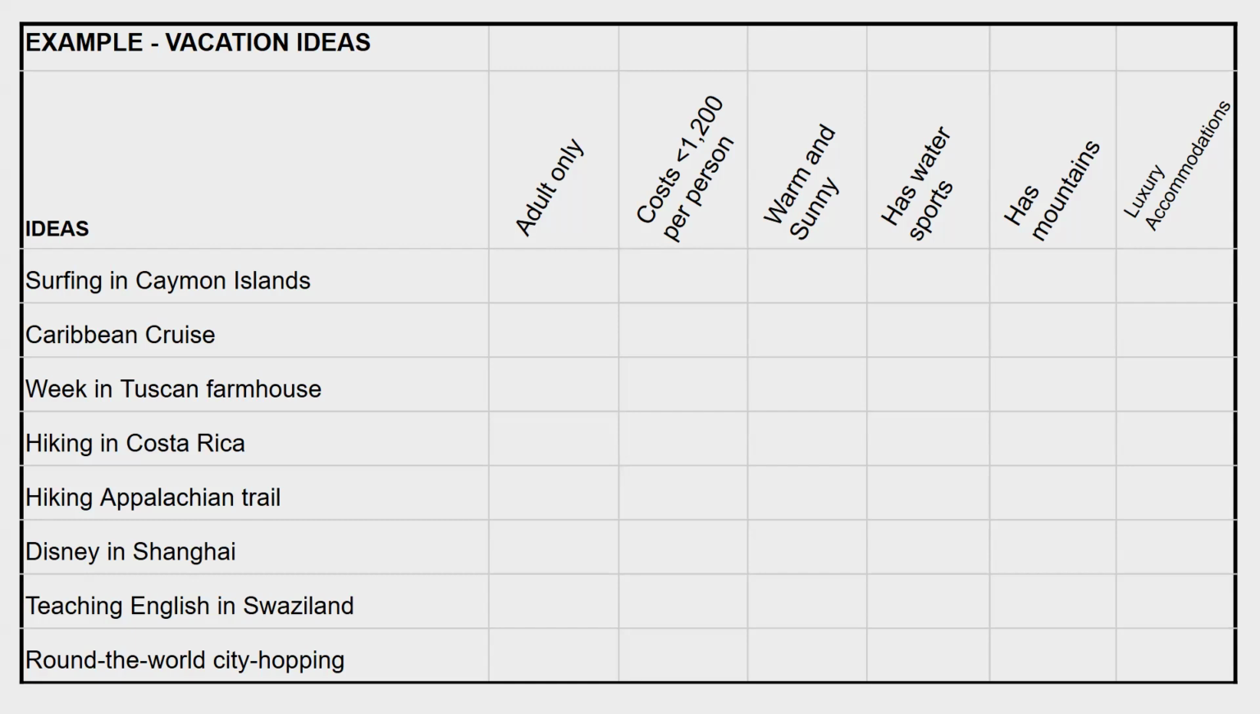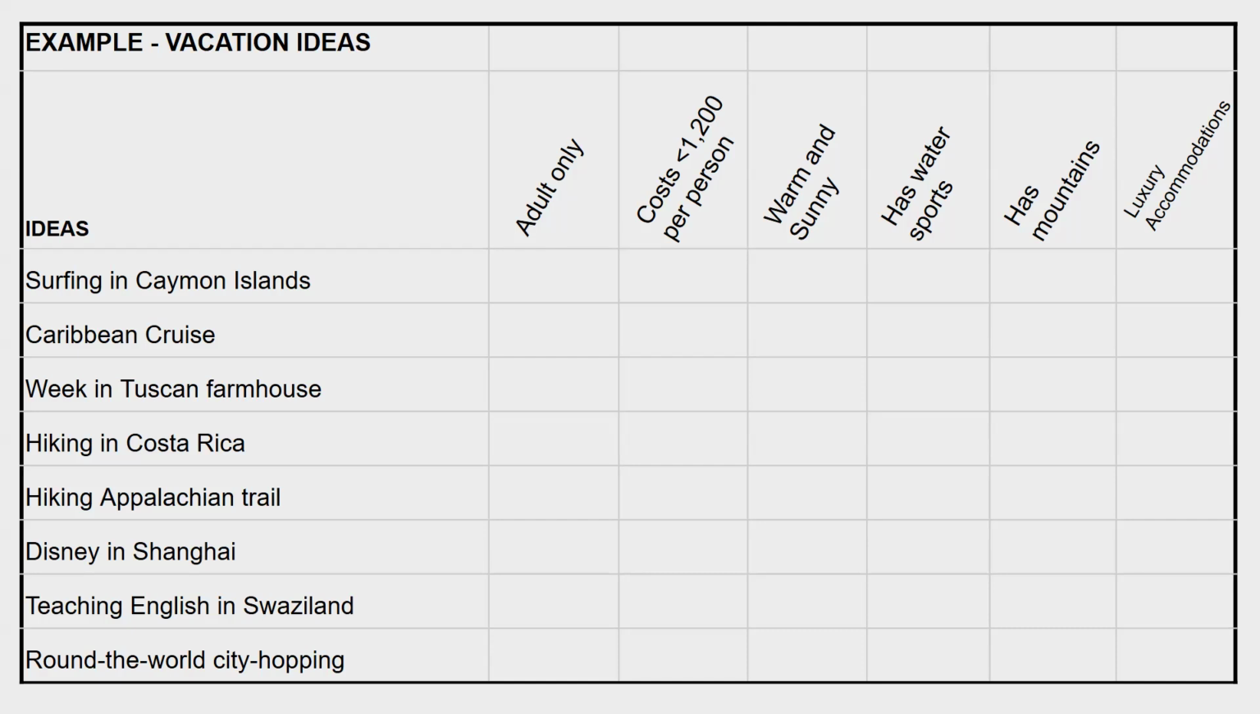They brainstormed all together. And the ideas on the left-hand side include, now pretend you have a family of like 4 people or more, and everybody wants something a little bit different. How do you figure out how to make everybody happy, right? So we use a matrix and we get everybody involved in the family in the matrix, much like you would use the idea matrix with your staff to get everybody on board on what your next project to work on is. So some ideas were surfing in the Cayman Islands, taking a Caribbean cruise, a week in a Tuscan farmhouse, hiking in Costa Rica, hiking the Appalachian Trail, Disney in Shanghai, teaching English in Swaziland, and round the world city hopping. And these are just some of the ideas that they generated.